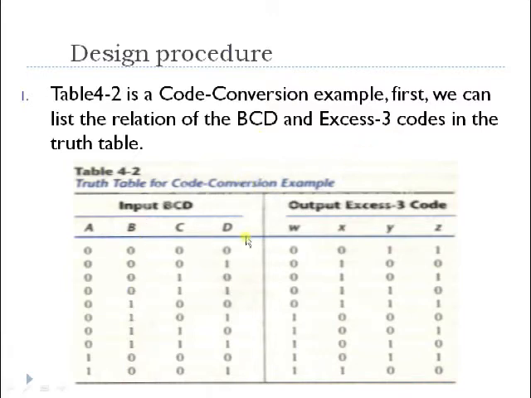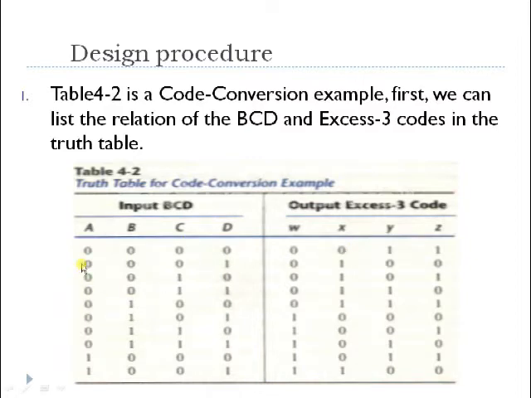A, B, C, D are inputs. I have considered A, B, C, D as inputs, and W, X, Y, Z are outputs. Now I am giving the input as a BCD value, and I'm getting the output as an X3 code. So here my first input is 0, 0, 0, 0, therefore I'll get 0, 0, 1, 1. Why? Because by adding 3 to this BCD input, you'll get the X3 code output.